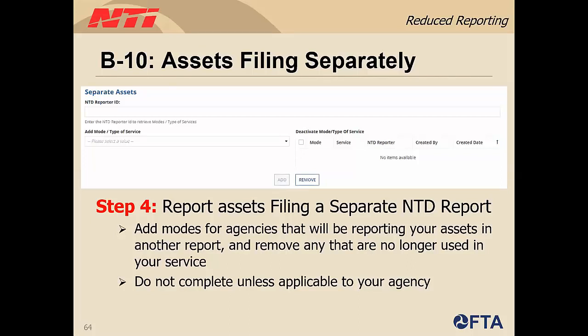Lastly, if your agency owns capital assets that are used in another entity's report or service, you will report the agency where they are used in the separate asset section of the B10 form. Again, if this does not apply to your agency, please leave this section blank.